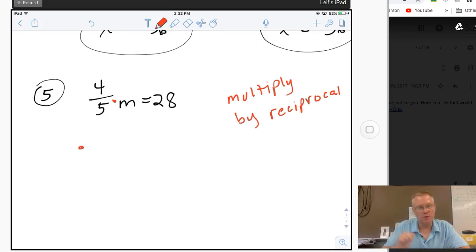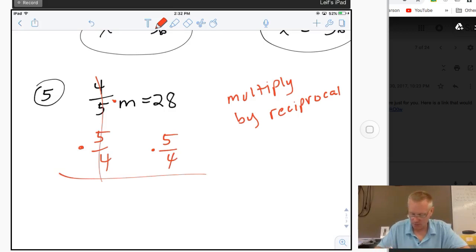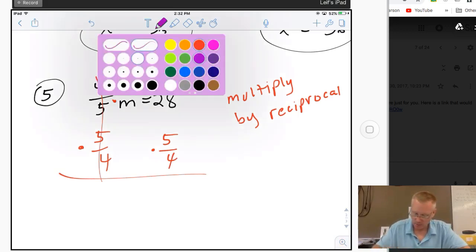which means the reciprocal is what you get when you flip the fraction upside down. So 4/5 upside down is 5/4. So I'm going to multiply both sides by 5/4. The reason I can do this and then those cancel is because I'm going to do a quick sidebar over here.